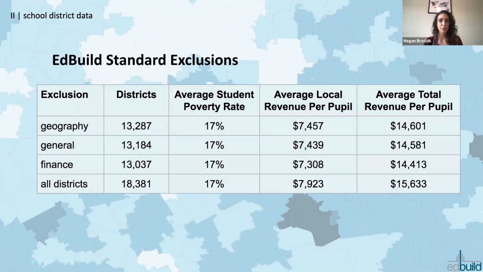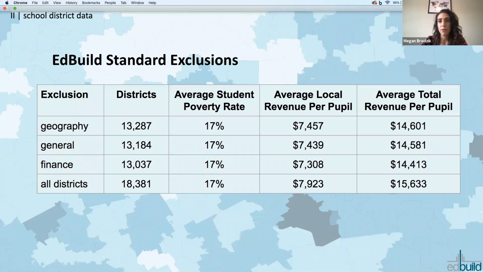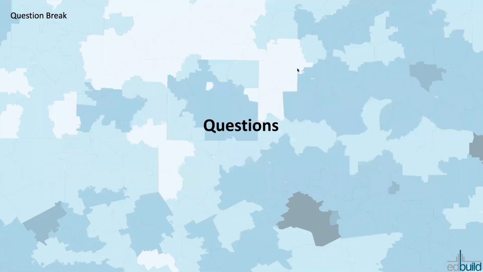And here's just a brief summary table to show you the difference between those exclusions. So you'll notice right away that all districts, there's about 18,000, but in each of our standard exclusions that we use more often, there's about 13,000. Looking at the student poverty rate, the average local revenue, the average total revenue per pupil, those numbers don't change dramatically at a national summary level, but when we're focused in on communities and neighborhoods, the exclusion that we choose matters a lot more.